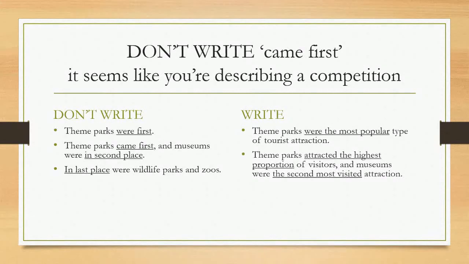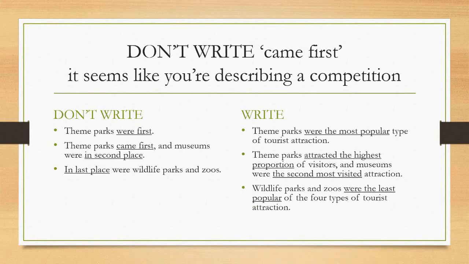Theme parks were the most popular type of tourist attraction, and museums were the second most visited attraction. Wildlife parks and zoos were the least popular of the four types of tourist attractions. Don't you think it will be better? It will be clearer when you write it this way.